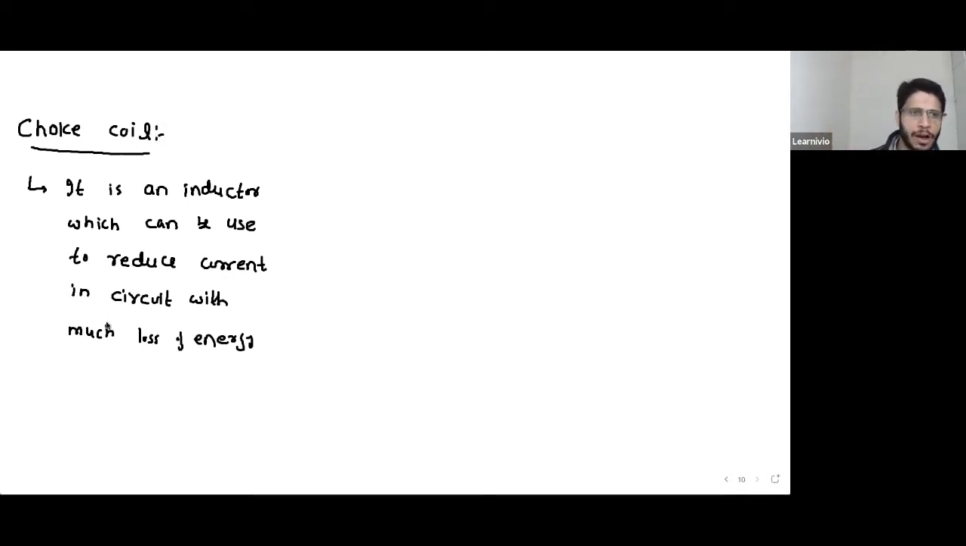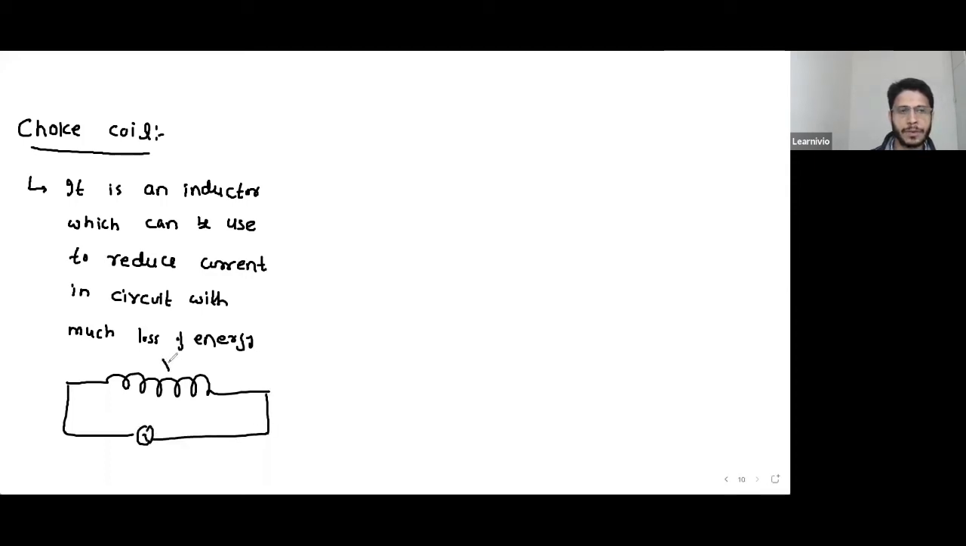See, you have this inductor. You connected this inductor to an AC supply. The reactance is XL, so the current is E by XL. So greater the XL, smaller will be the current. So you can reduce current in the circuit.